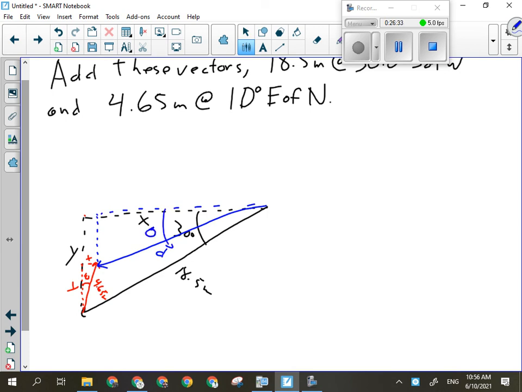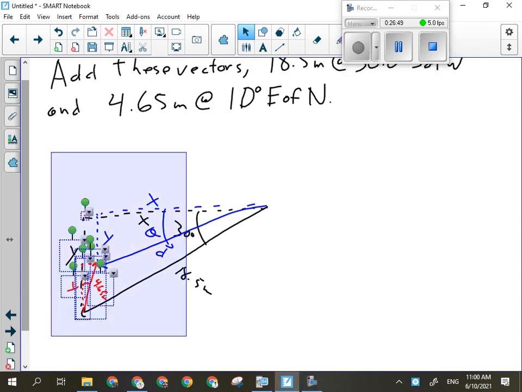Okay, this will be my overall angle, x and y. So that's what our vector diagram should look like. It's a bit busy because it overlaps itself so much. Okay, I'll give you a few more minutes, see if you can finish that one up.